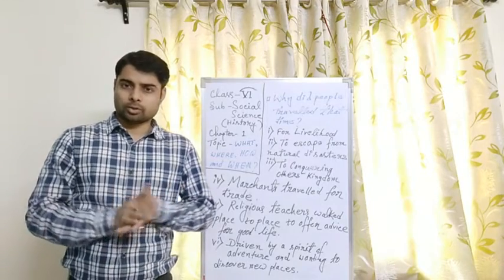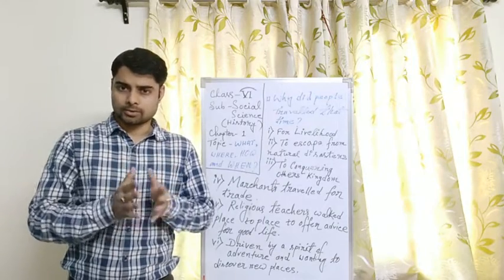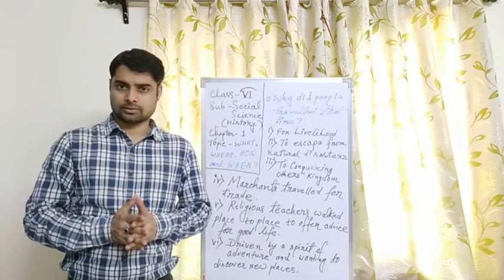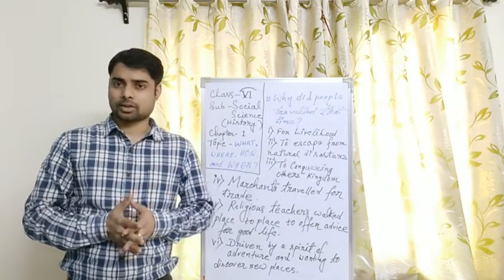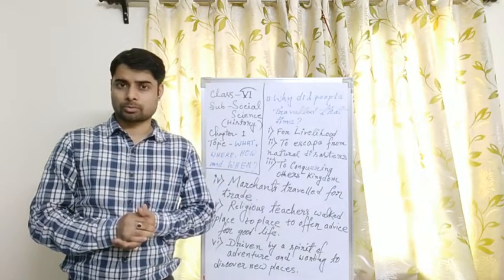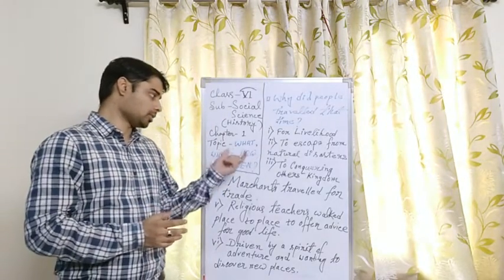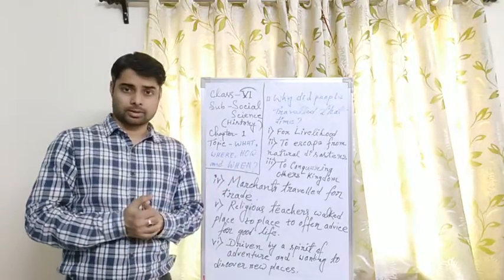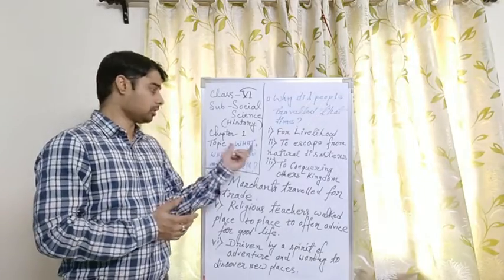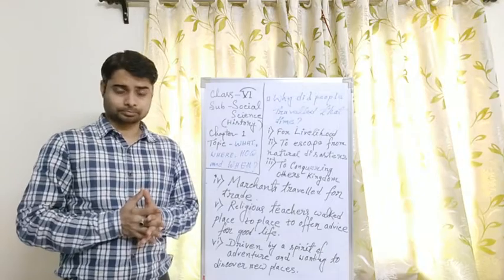So, you already know that social science is a new subject from class 6, and in class 6 there are 3 subjects in social science. First one is civics, next one geography, and third one history. You have already read in chapter 1 the what, where, how and when, and in this chapter the first 2 subunits are completed. That "what" means what we will read in this chapter.